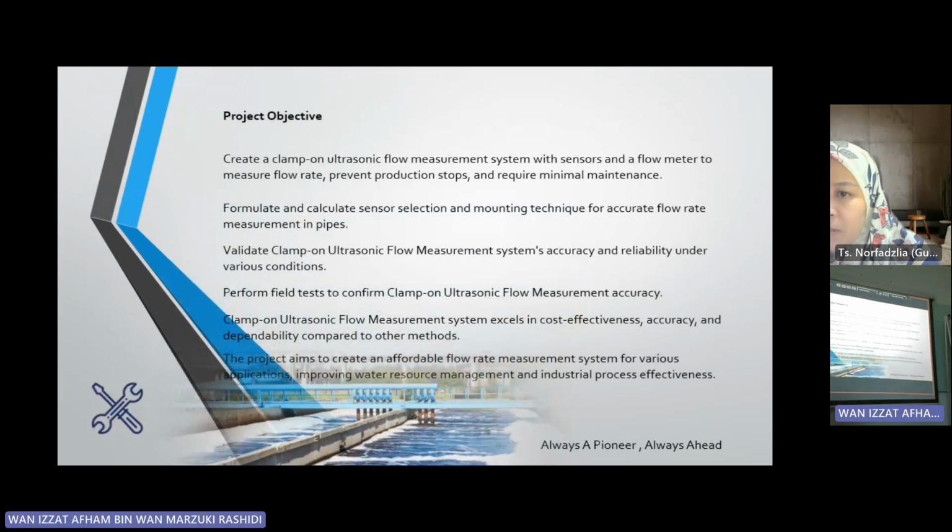From my project objectives, we have to create a clamp-on ultrasonic flow measurement system with sensor and a flow meter to measure flow rate, prevent production stop, and require minimum maintenance. You can see that we can prevent production stop.